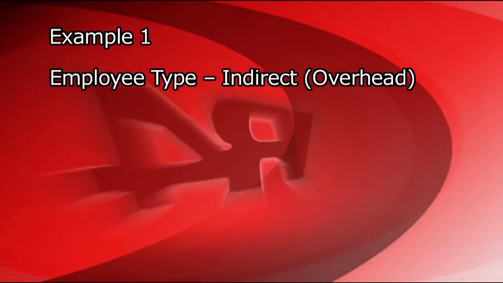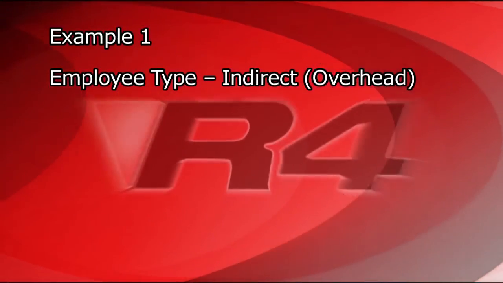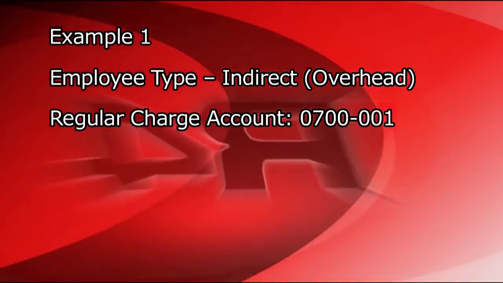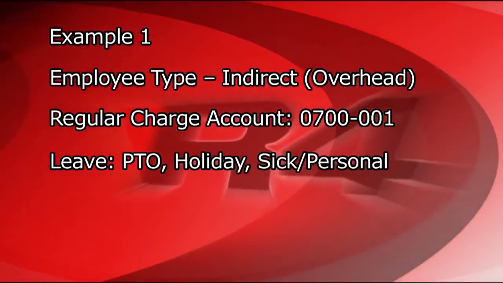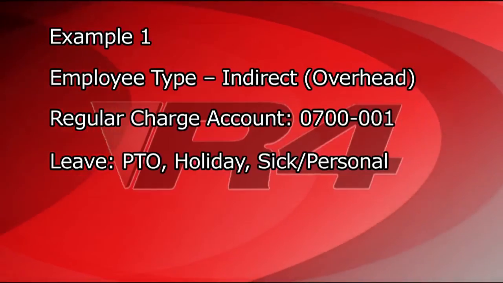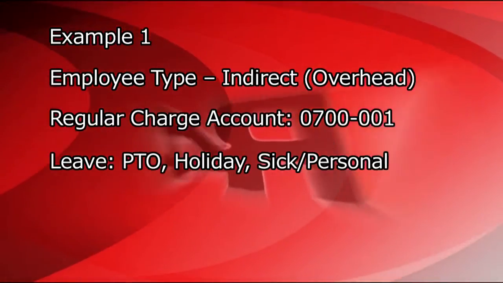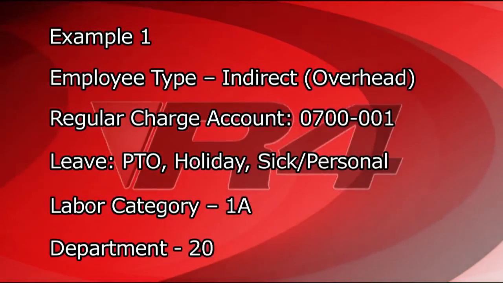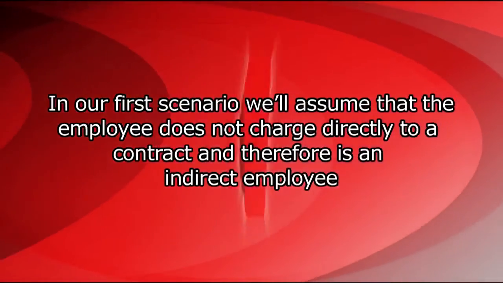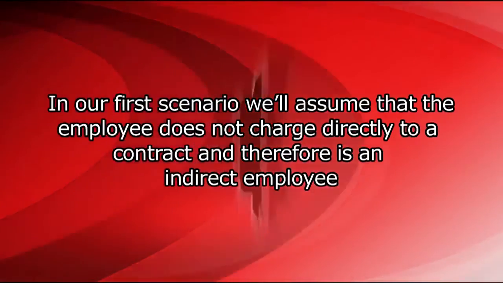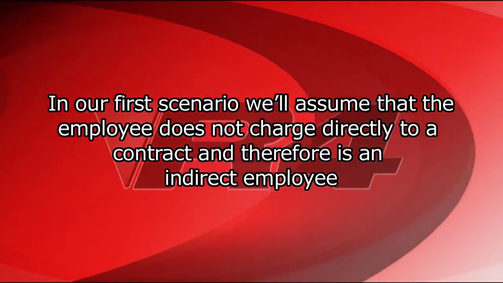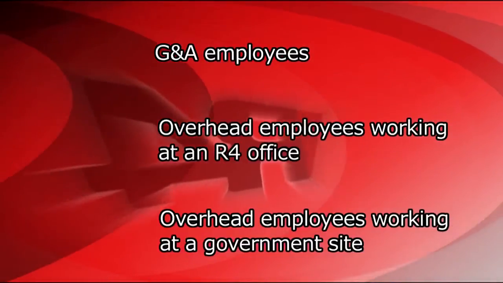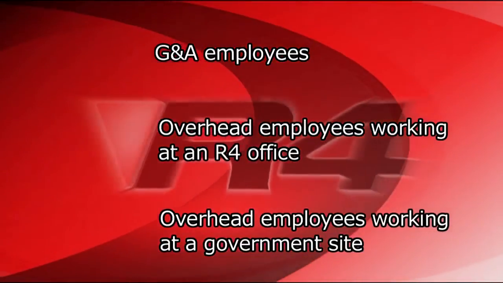Example 1. Employee type: indirect, overhead. Regular charge account: 0700-001. Leave: PTO, holiday, sick or personal. Labor category: 1A. Department: 20. In our first scenario, we'll assume that the employee does not charge directly to a contract and therefore is an indirect employee. There are three main account numbers that indirect employees use to charge their time.